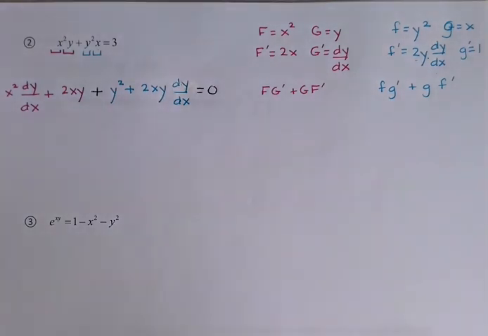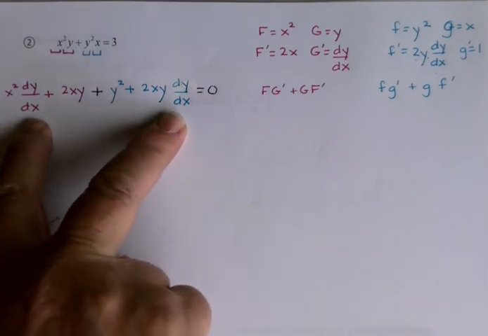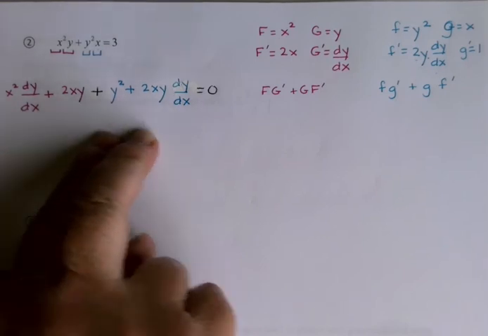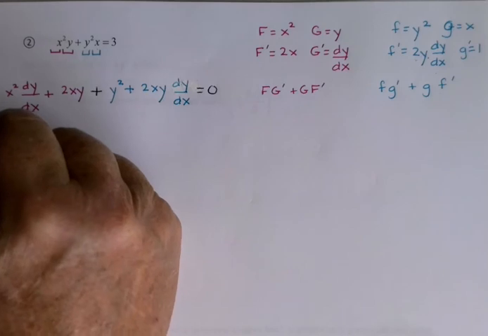All right. I now have all of my differentiating done. What I need to do next is solve for the dy dx. And in order to do that, I'm going to keep the two terms that have a dy dx in them on the left-hand side. And then I'm going to take the two terms that don't have dy dx, and I'm going to move those over to the right-hand side.